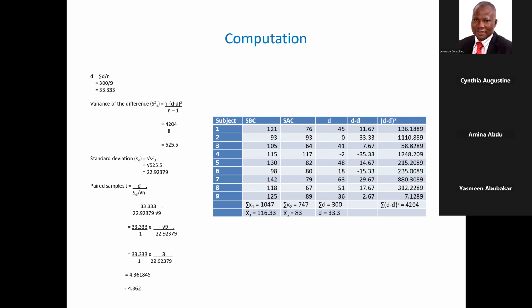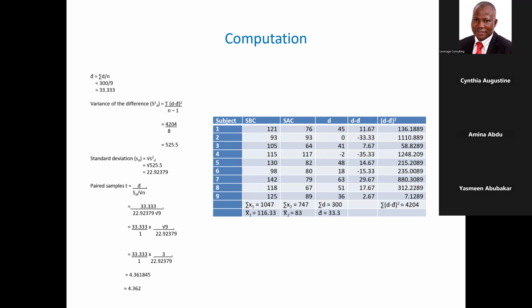So you now feed it into the formula. D bar, which is 33.333, over the standard deviation of D, which is 22.923, divided by the square root of the sample size, 9. So when you do it, it gives you 4.362. The degree of freedom is 8, n minus 1.